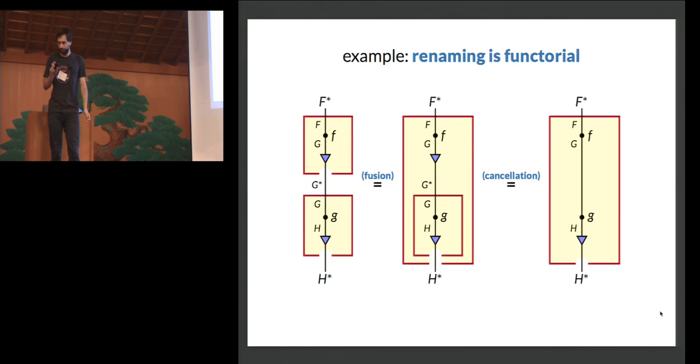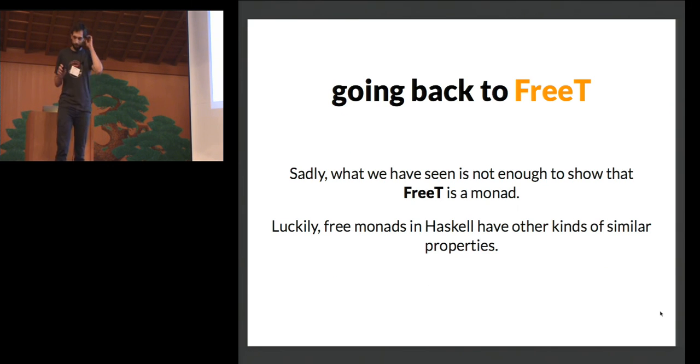There is a small problem with this. It's all fine and easy. But going back to our example of the free monad transformer, what we know about free monads at the moment is not enough to define or prove that the free monad transformer is indeed a monad. But there are other interesting properties that hold for free monads, because the category of Haskell types is rich enough.